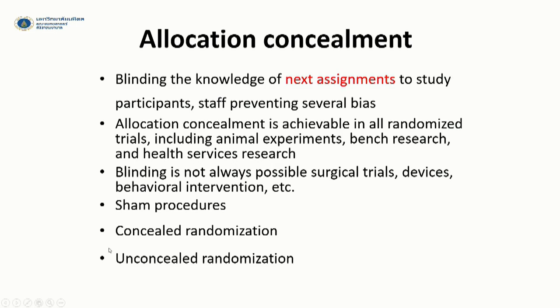And if you can conceal the bias, it is called concealed randomization. If you cannot conceal it, you call it unconcealed randomization.